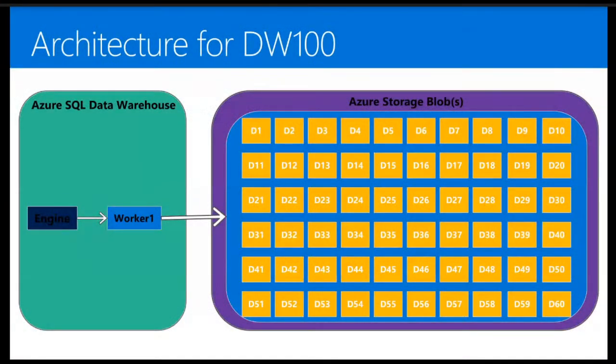So how do these data warehouse units impact the execution? If you remember, I created DW100 as the parallelism, or the mode of parallel nodes, for my data warehouse instance. That is where the SQL data warehouse engine creates that many workers to work with those 60 instances of the data that is in my storage layer. So if I select 100, I will get one worker.